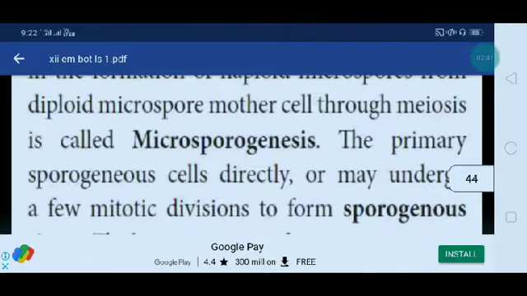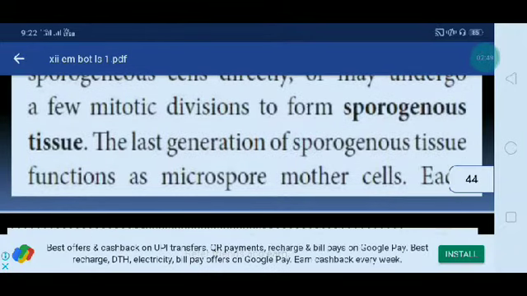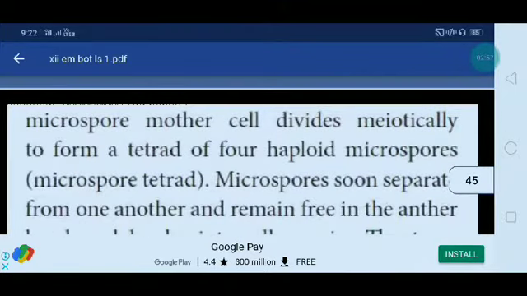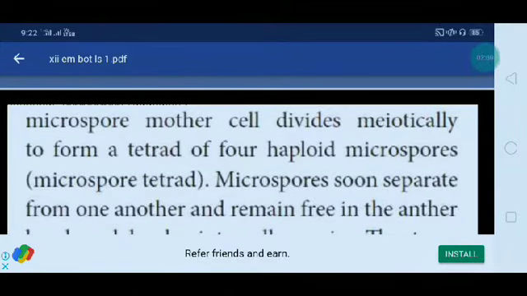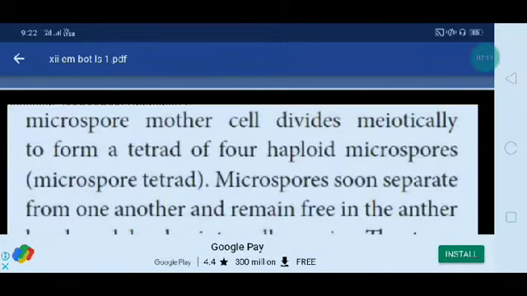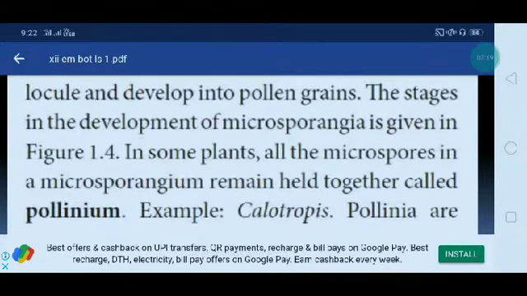The primary sporogenous cells undergo a few mitotic divisions to form sporogenous tissue. The last generation of sporogenous tissue functions as microspore mother cells. Each microspore mother cell divides meiotically to form a tetrad of four haploid microspores, the microspore tetrad condition. The microspores soon separate from one another, remain free in the anther locule and develop into pollen grains. The stages in the development of microsporangia are given in figure 1.4.